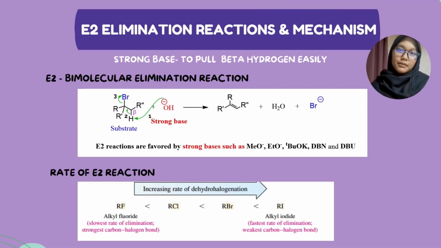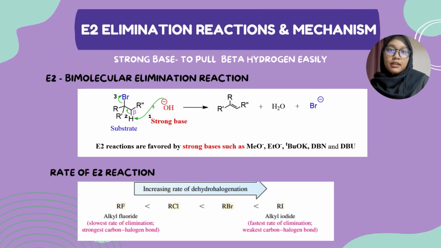Next, I will talk about E2 elimination reaction and mechanism. What is E2? E2 is a bimolecular elimination reaction. Because it is an E2 reaction, that means the alkyl halide is going to have an elimination rate. Let's look at an example here.